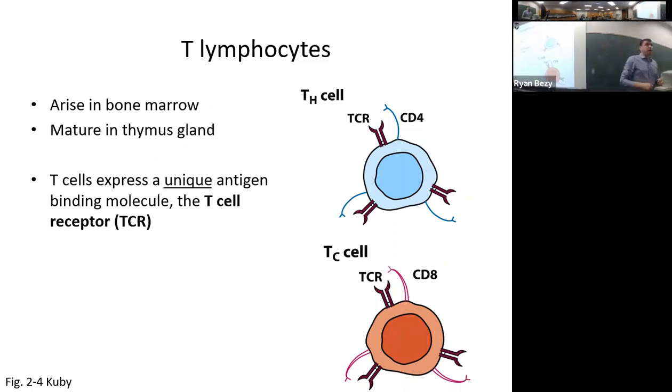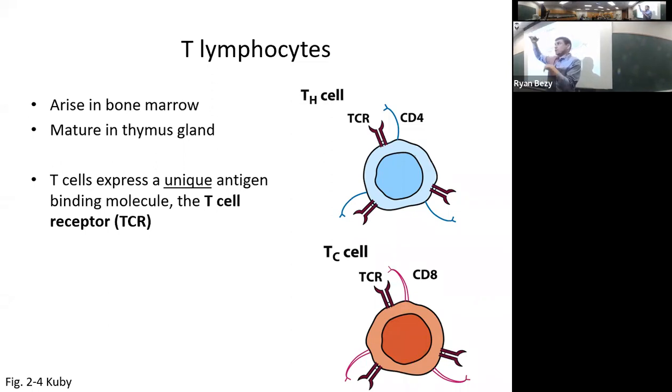T cells express a unique antigen binding molecule called the T cell receptor. Again, B cells make antibodies. That's their antigen binding molecule. But we call it antibodies because sometimes the antibodies are membrane bound as part of the B cell receptor, but sometimes they're secreted out and they're soluble. So that's why we call the antibodies one term. T cell receptors are always membrane bound. They have a lot of similar structural features to an antibody. They're probably related to one another.